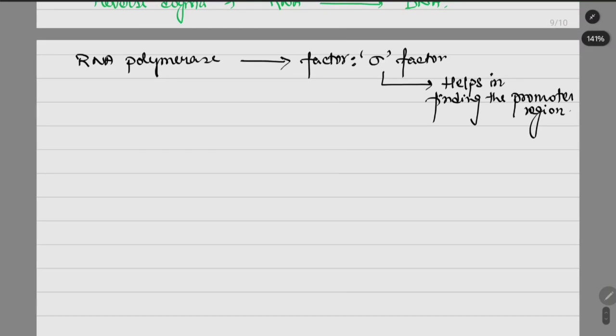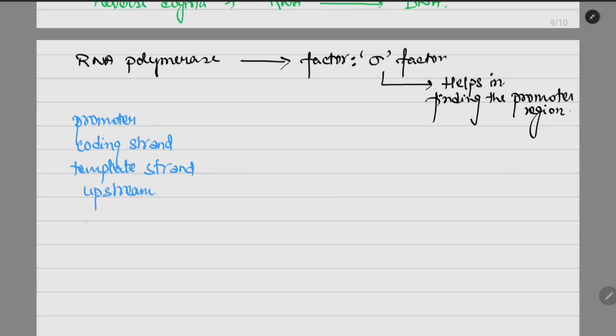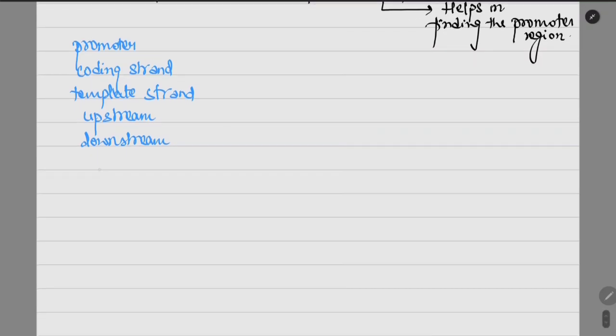There are different words which you have to understand while understanding the transcription process. Some points are the promoter, coding strand, template strand, upstream and downstream. These are the different points you have to understand for understanding of the transcription process. And sorry, I have missed one point, that is the terminator. So now what is promoter? Promoter is the coding strand of the DNA where the RNA polymerase binds.